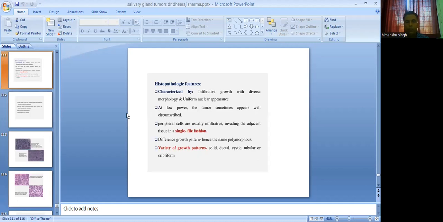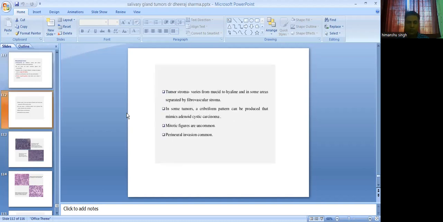Now coming to the histopathological features, it is characterized by infiltrative growth with diverse morphology and uniform nuclear appearance. At lower power, the tumor sometimes appears to be well circumscribed. Peripheral cells are usually infiltrating, invading the adjacent tissue in a single file fashion. It shows different growth patterns, hence the name polymorphous. Variety of growth patterns: solid, ductal, cystic, tubular, or cribriform patterns.